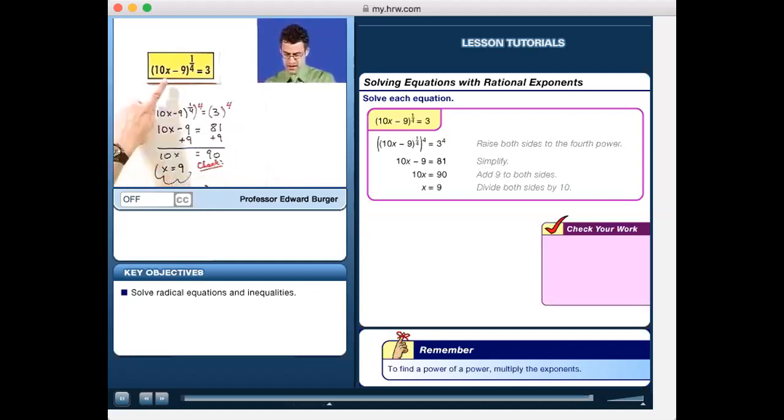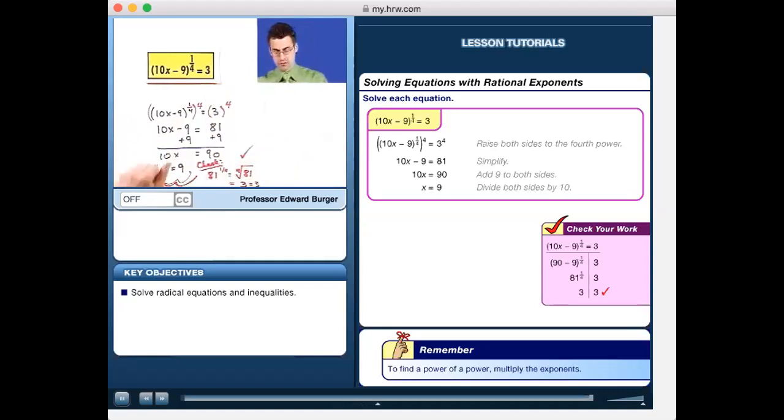And so if I put in a 9 here, then I see 90. 90 minus 9 is going to be 81. So I have 81 to the 1/4 power, which equals the 4th root of 81. What's the 4th root of 81? Well, that works out to be 3, which equals the right-hand side 3. And so this does check. So you can see x equals 9 is actually a correct answer. Let's try one more together.